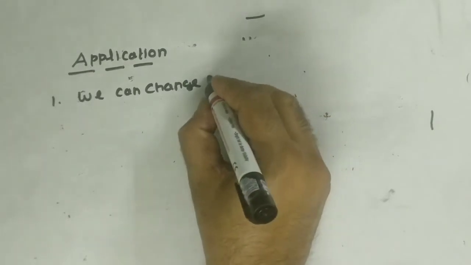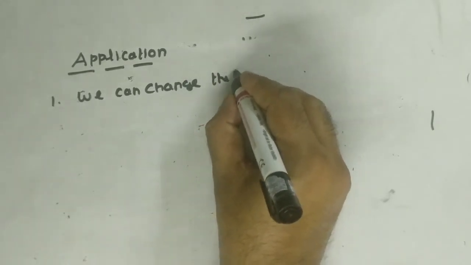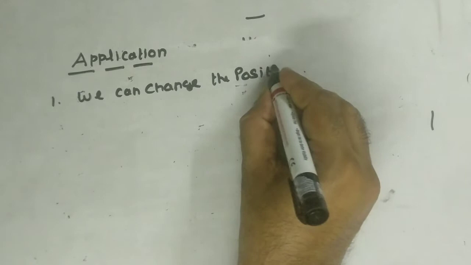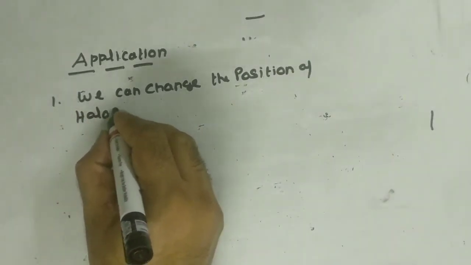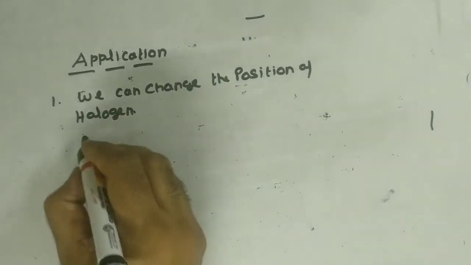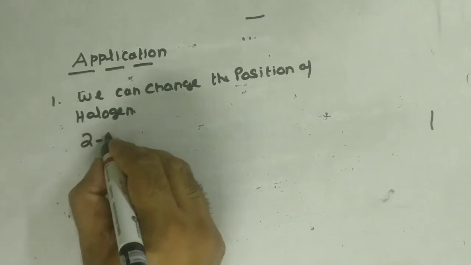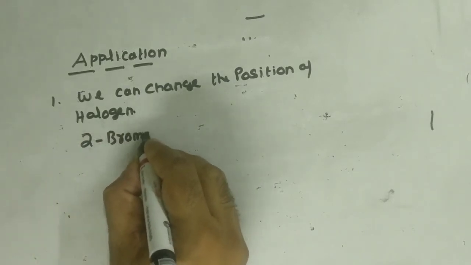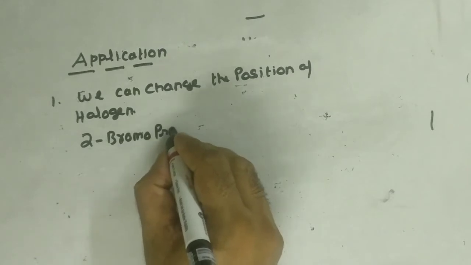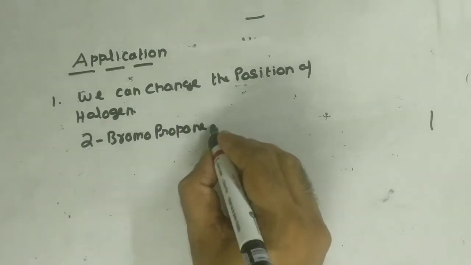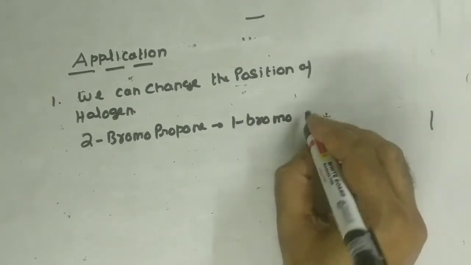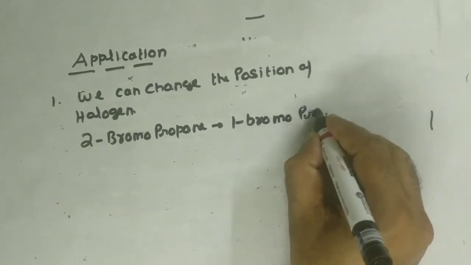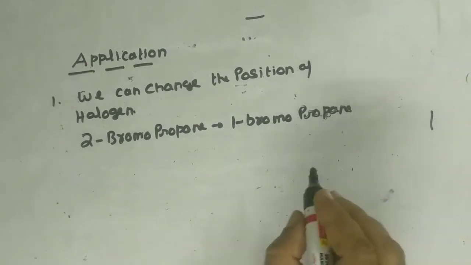We can change the position of the halogen. Let's see what it means. Let's illustrate it with the help of a conversion. Suppose we want to convert 2-bromopropane into 1-bromopropane. Remember, if you want a halogen at the first position, it means I am looking for the anti-Markovnikov product.